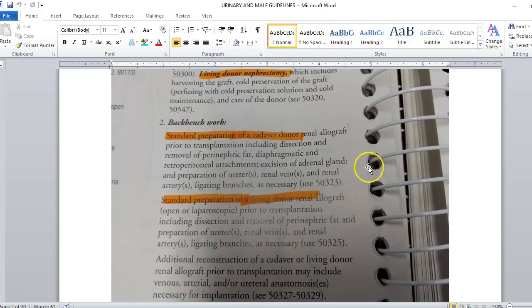And again, in this case, the backbench work includes dissection of the perinephritic fat, so the fat around the organ, the diaphragmatic and retroperitoneal attachments, any extra pieces of tissue, and the excision of the adrenal glands. They usually do not leave the adrenal gland on the kidney when they transplant it. It also includes preparation of the ureters, the renal veins, renal arteries, and ligating branches as necessary.